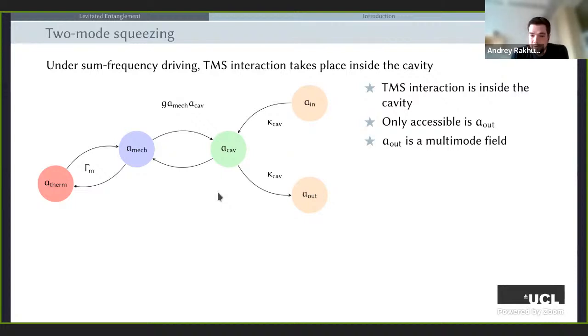And this leaking field is a multi-mode field, essentially. It is composed of a continuum of modes, temporal modes or frequency modes. It's essentially the same. And so in order to actually extract information about the correlations that are being created, we have to filter this leaking field in a smart way so that we gain the information about the correlations which are being created.